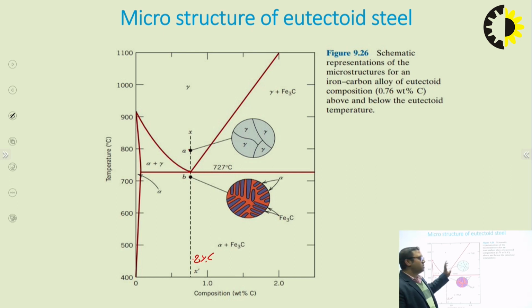This A point shows the austenitic phase, whose structure looks like this. On cooling down you will see that perlite is formed, and this perlite is the combination of alpha ferrite plus cementite. It is alternate layers of ferrite plus cementite. You can see the red is alpha and this blue strip is the cementite. Here is the alpha. So this is the microstructure for an iron carbon alloy of eutectoid composition at 0.76% weight percentage carbon.